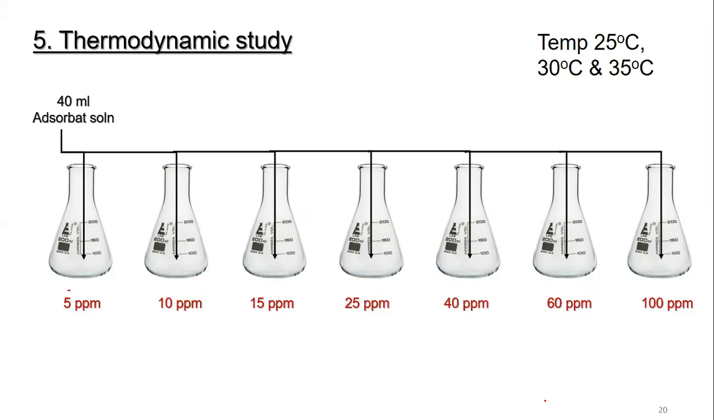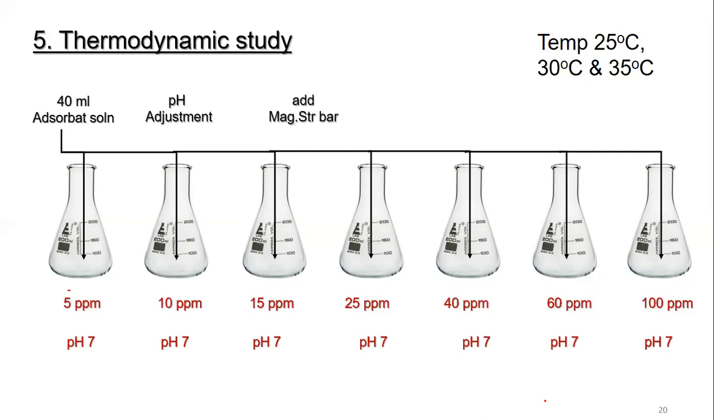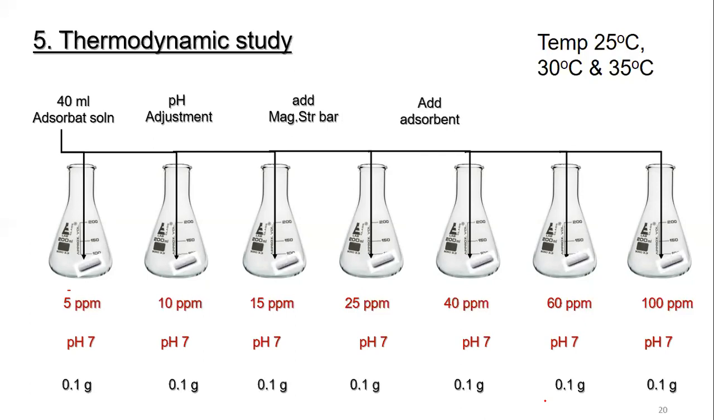Okay. And then you adjust the pH, and pH may be constant now, because previously we found out that the optimum pH is 7, and then we are adding a magnetic stirrer bar, and after the stirring bar we are adding our adsorbent. So when I add our adsorbent, that is 0.1 gram, and that's constant. And keep in mind, we perform the whole experiment first of all at 25 degrees centigrade.